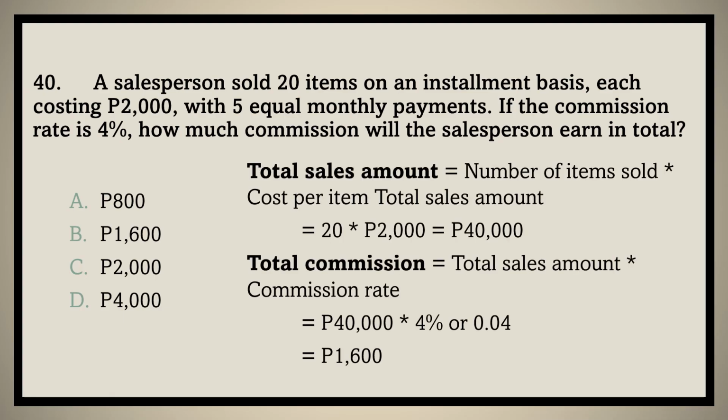To calculate the total commission earned by the salesperson for selling 20 items on an installment basis, we can use the following steps. 1. Calculate the total sales amount. Total sales amount equals number of items sold times cost per item. Substitute. Total sales amount equals 20 times 2,000 equals 40,000. 2. Calculate the total commission earned. Total commission equals total sales amount times commission rate. Total commission equals 40,000 times 4%. Substitute. Total commission equals 40,000 times 0.04. Therefore, the correct answer is B. 1,600 pesos.